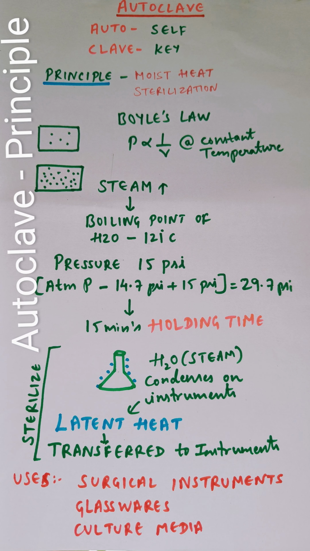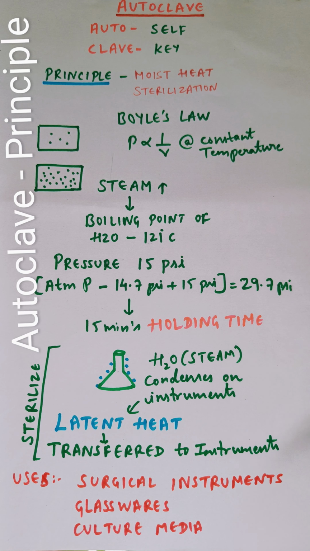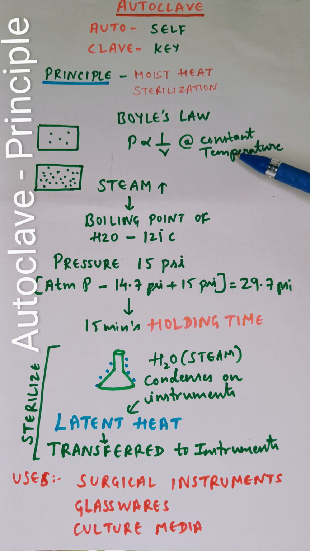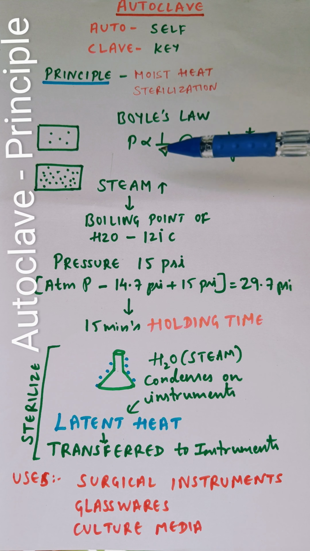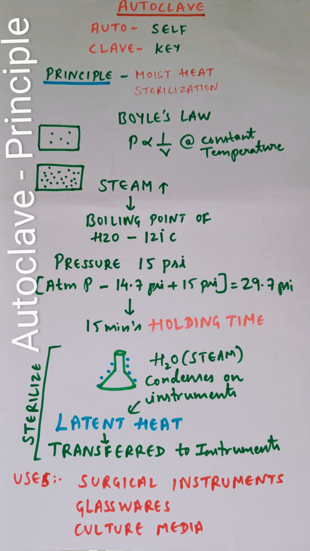The principle applied here is moist heat sterilization. We mainly will be seeing about the principle applied in autoclave in this video. Here you can see the law applied here is Boyle's law. Boyle's law states that pressure is inversely proportional to volume when the temperature is constant. But here, instead of temperature being constant, what happens in autoclave is the volume remains constant. It means the size of the autoclave chamber will not vary, right, in a single instrument.